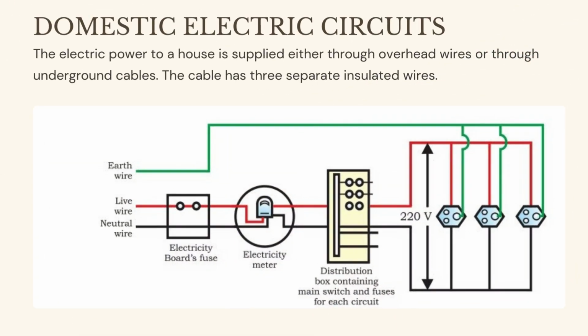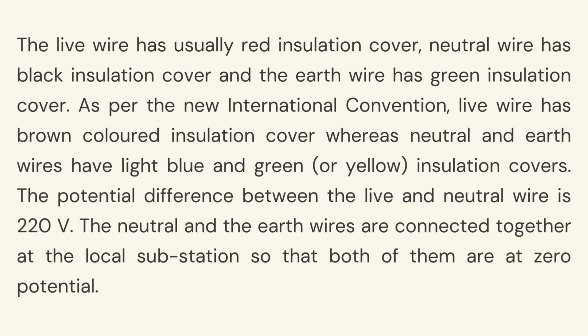The electric power to a house is supplied either through overhead wires or through underground cables. The cable has 3 separate insulated wires. The live wire has usually a red insulation cover, the neutral wire has a black insulation cover, and the earth wire has a green insulation cover. As per the new international convention, the live wire has a brown-colored insulation cover, whereas the neutral and earth wires have light blue and green insulation covers.